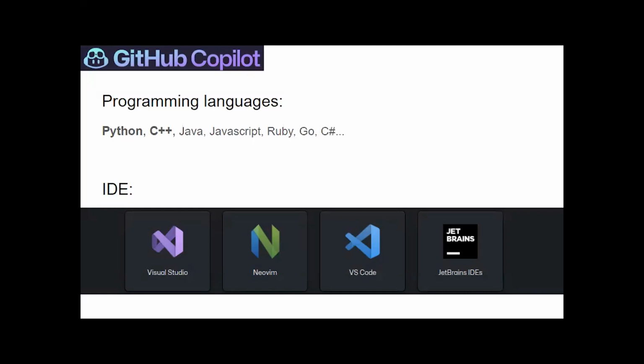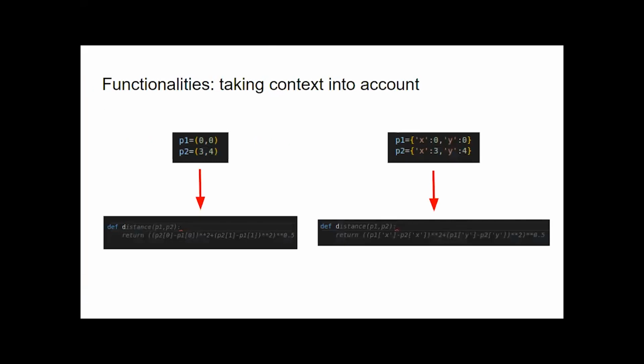And as I said, GitHub Copilot is directly integrated as a plugin within your IDE. It is currently available with 4 different IDEs. I personally use it with VS Code. From now on, I will present you the functionalities of GitHub Copilot.